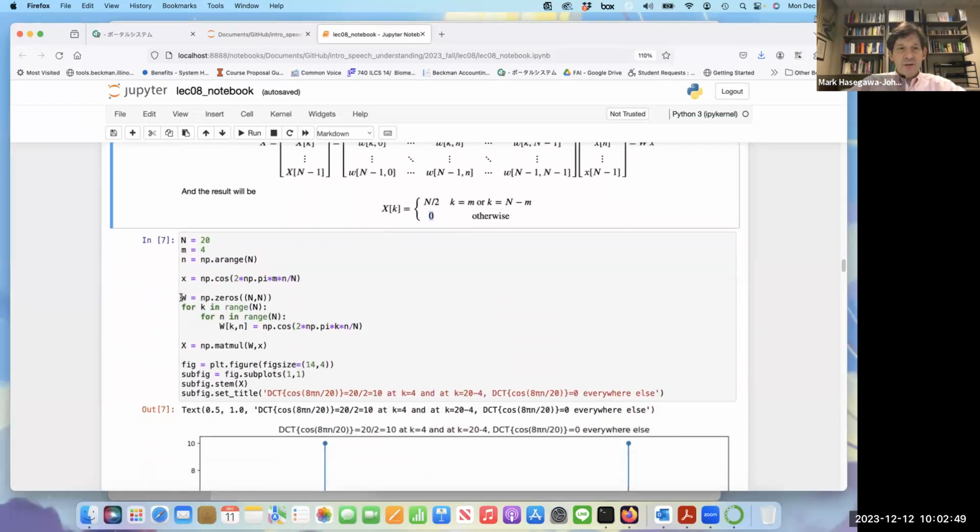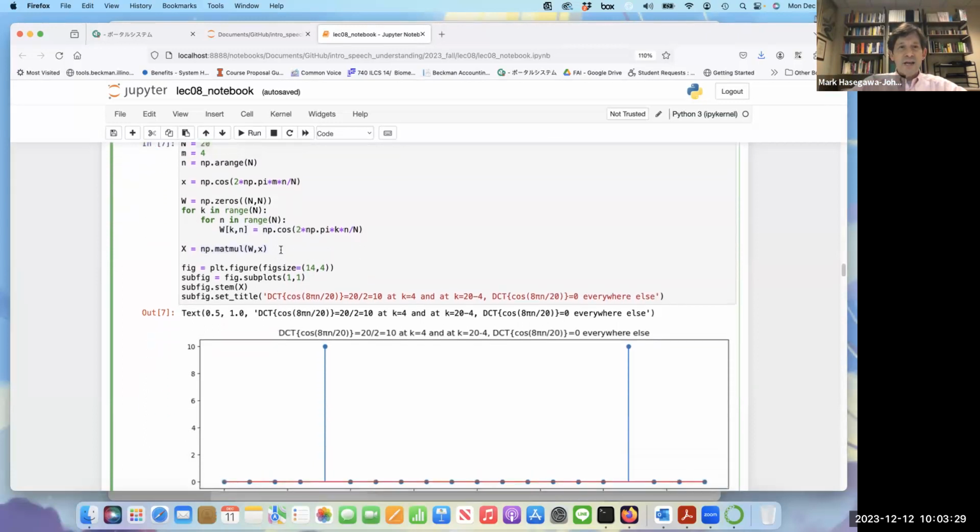So I create the matrix here. W is equal to a matrix of all zeros, N by N, where capital N is the length of the signal, just 20 samples. And then in this W matrix, I set element k comma n equal to the cosine of 2 pi times k times little n over capital N. So that way, each row of this matrix is a pure tone at a different frequency. And then once I've got this matrix where each row is a pure tone at a different frequency, I can calculate the products at all of those different frequencies all at once using a matrix multiplication.